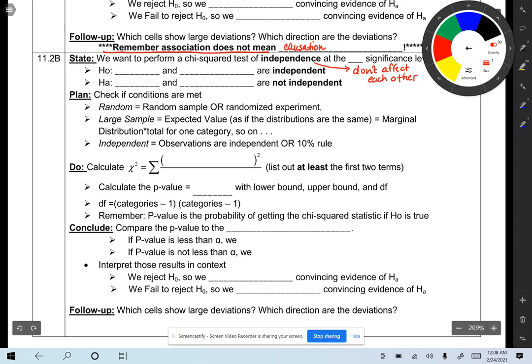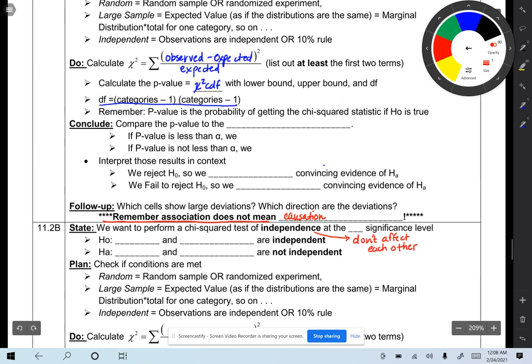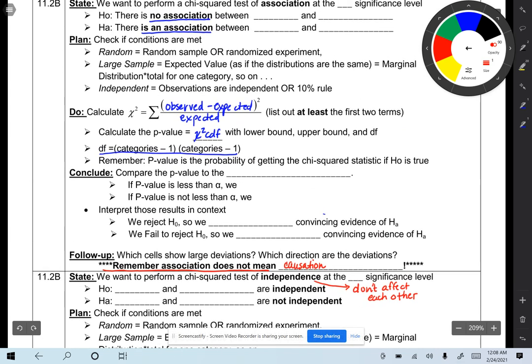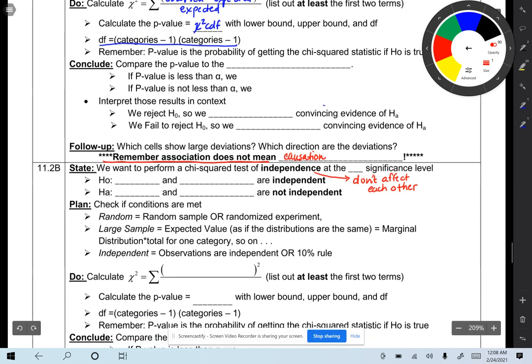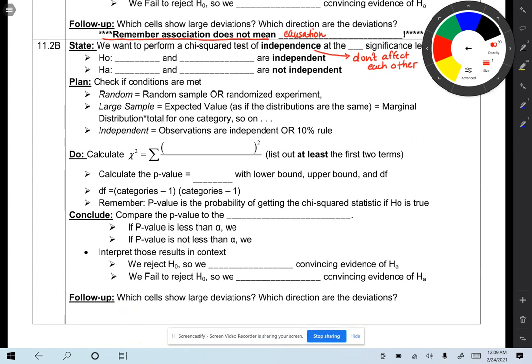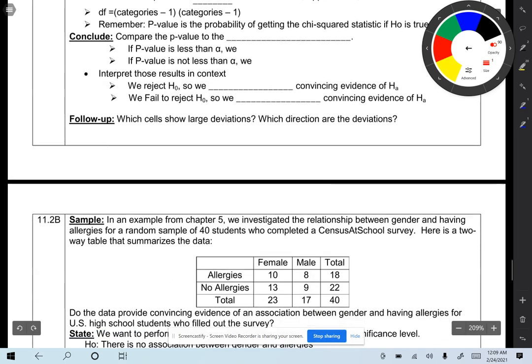Because one has no effect on the other. And so the alternative hypothesis is that they are not independent, meaning they do have an effect on each other. So it's the same as there is an association. It just throws students off because in the previous one with association, you clearly state no association in the null, and there is an association in the alternative, and you just switch that around if you're going to use words like independent, not independent, and everything else is the same. So we don't need to go over that.